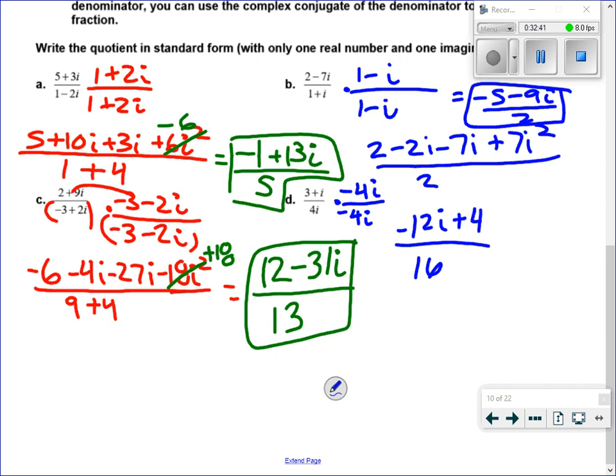Plus 4. So once again, we like to have our real values first. So I 4 minus 12i over 16. Does anybody notice anything about this right here, though? Yes. You can simplify all of these values by 4. So yes, you should be simplifying. Think about it like a fraction. You should simplify it. So that would be 1 minus 3i all over 4.